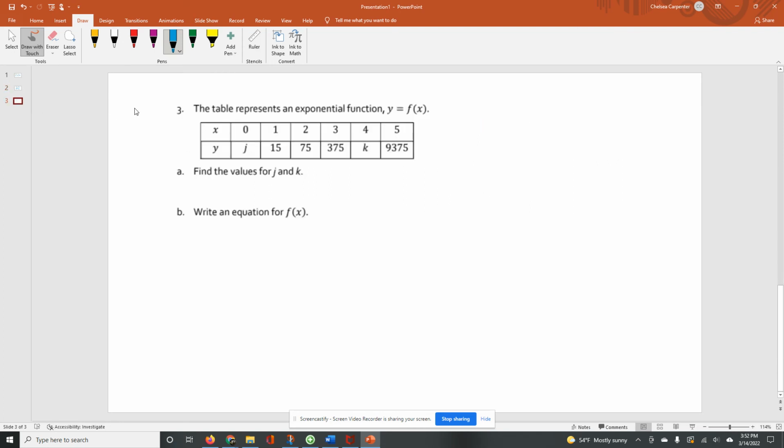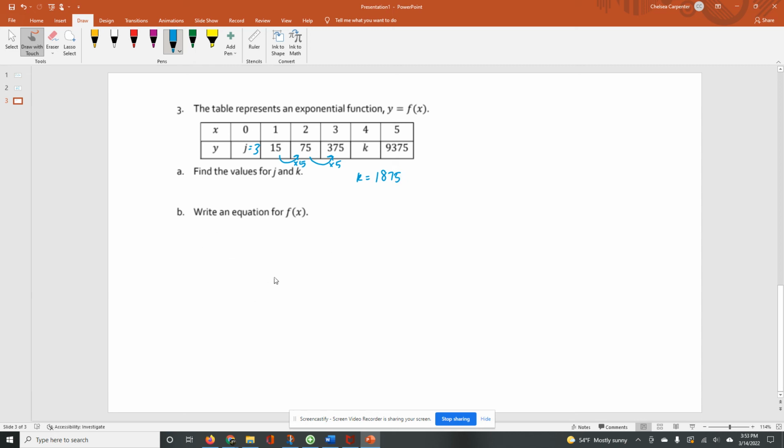Okay, last problem. You're given a table. We want to figure out the missing values here. So we want to figure out what's happening each time as we go across from one value to the next. It looks like it's increasing by a factor of 5 because it's times 5 each time. So that means that if I go backwards, j has to equal 3, so that when I multiply by 5, I get 15. And 375 times 5, k is going to be 1875.